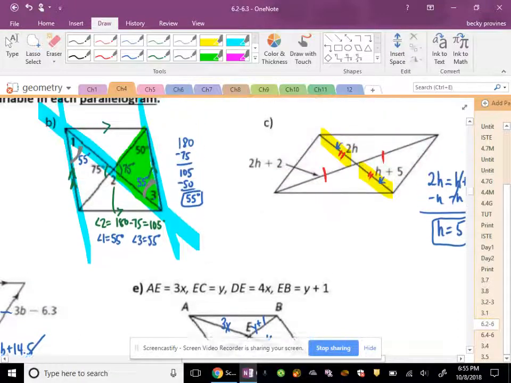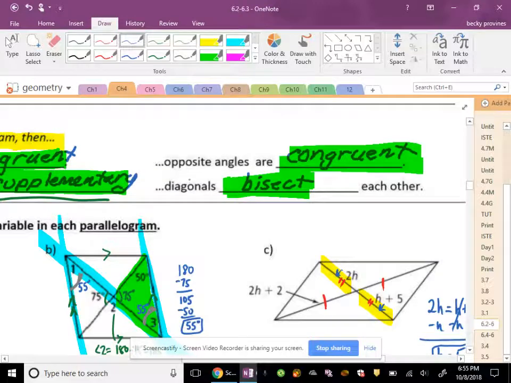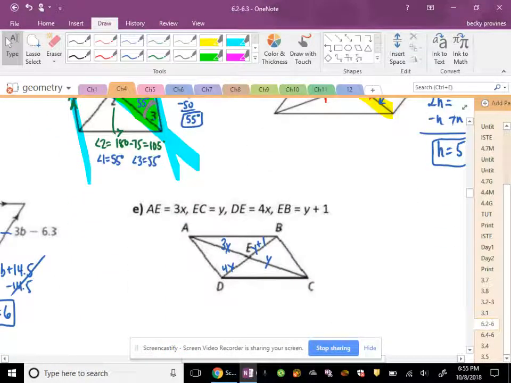Okay, so diagonals, we're back here to this fourth rule. Diagonals bisect each other. Okay, so what does that mean? That means when you draw the line from B to D, E is cutting it in half. So we know these two are equal and these two are equal. Now, guys, I know it's going to look weird. We're able to solve this. Just hang on. It'll be fine. 4x equals y plus 1 is the first equation. And going the opposite direction, we have 3x equals y.